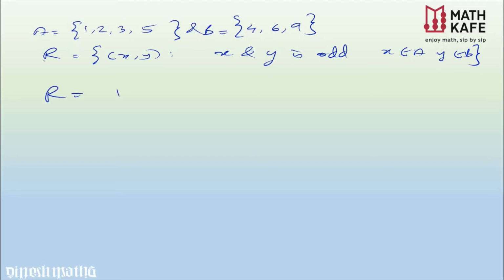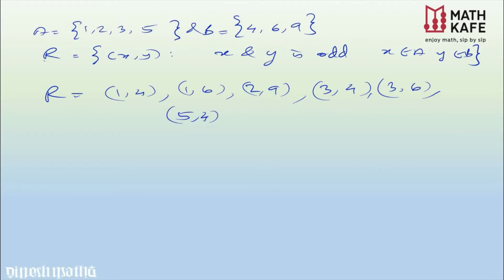See, 1 minus 4 is odd, so clearly you can add (1, 4) and then (1, 6). 1 minus 9 is even, so you can't take it. If you take (2, 4), (2, 6), it will not work. Then it comes to 9. And if you consider 3, 3 minus 4 is 1, and 3 minus 6, again 3, that is also a possible value. But 3 minus 9 is 6, that you cannot use. Then if you start with 5, 5 minus 4 is 1, and 5 minus 6, again it is odd, and 5 minus 9 is what? Not an odd number. So these are the elements of this relation.